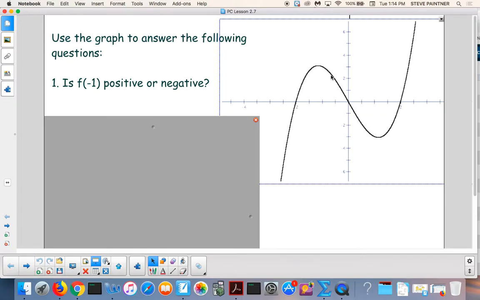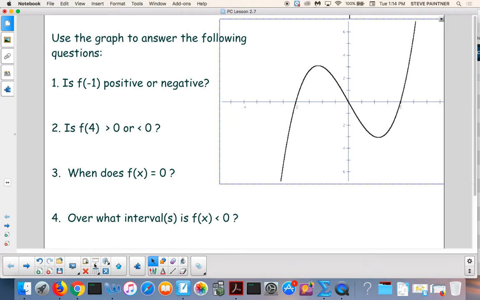Okay, get rid of it. All right, here we go. We are starting 2-7, 5 slides. It says use the graph over there to answer the following questions.